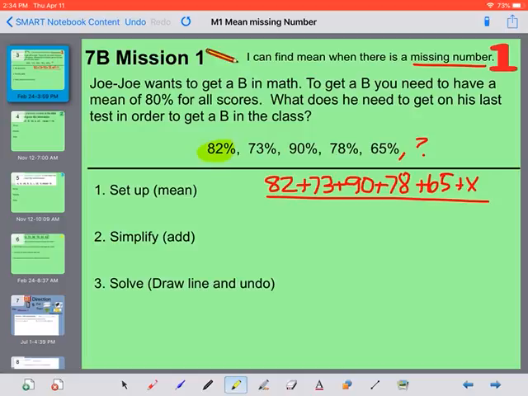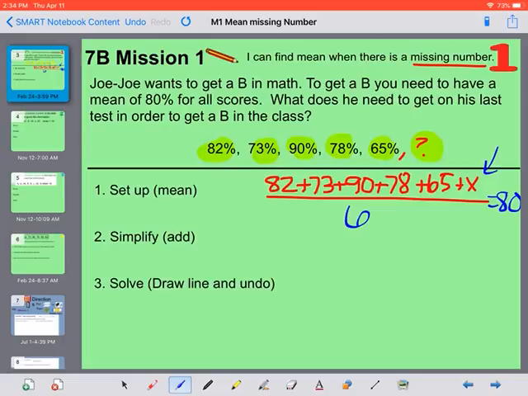Well, we have 1, 2, 3, 4, 5, and including this one, we have 6 numbers. So we need to divide by 6. They're telling us that should give us 80%. If we add everything up with whatever this new one is and divide by 6, our goal is to get to 80%. So really what we need to do is just solve this.